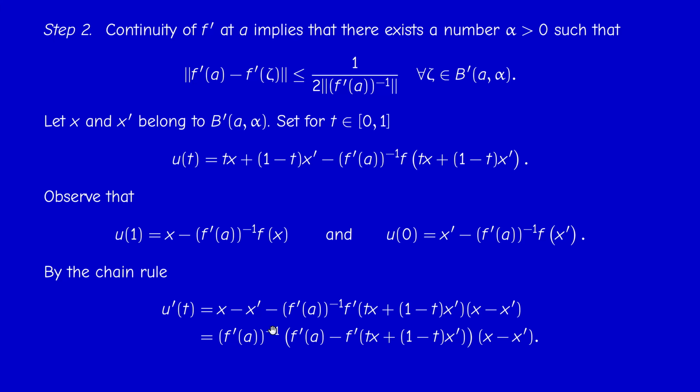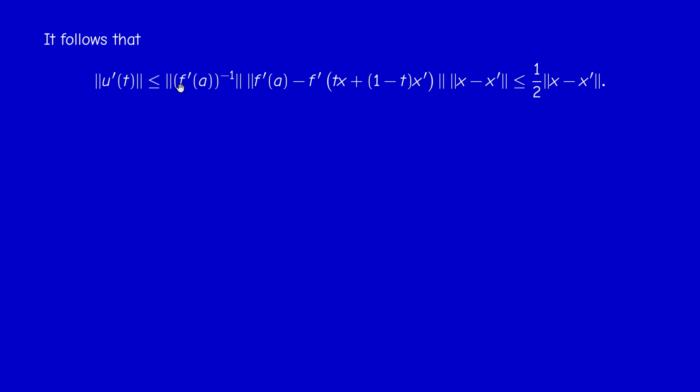And I can rewrite this in this way: f prime of a inverse, evaluated at f prime of a, x minus x prime, minus f prime of the convex combination, x minus x prime. So this is the composition of maps, because f prime of a inverse composed with f prime of a is just the identity. And now I use the operator norm. So the norm of the derivative is less than the operator norm of the inverse of f prime of a times the difference between f prime of a and f prime of this convex combination times the norm of x minus x prime.